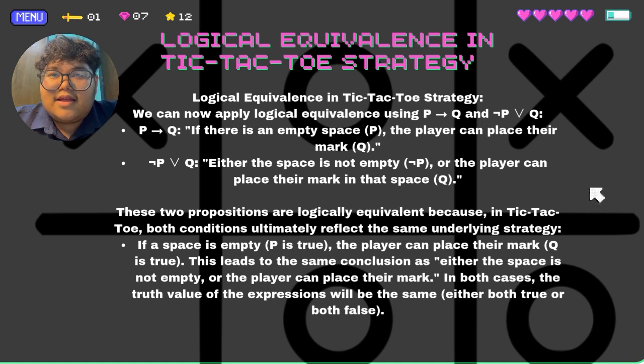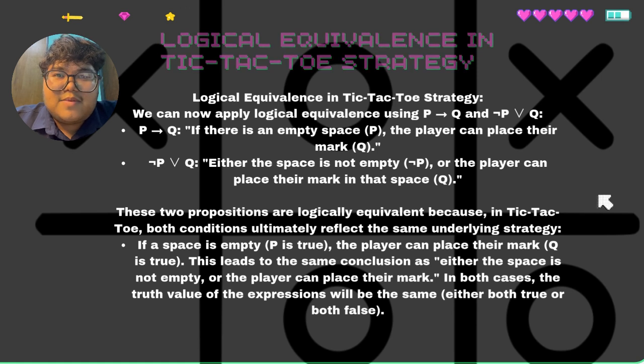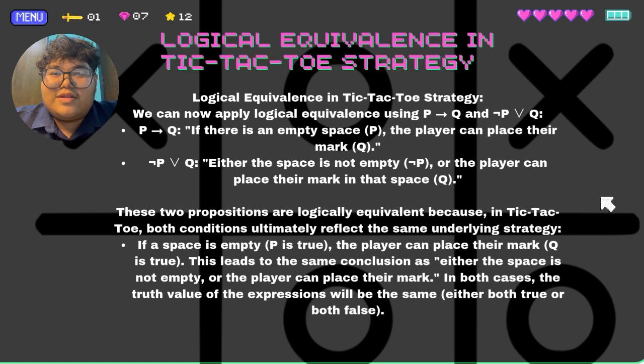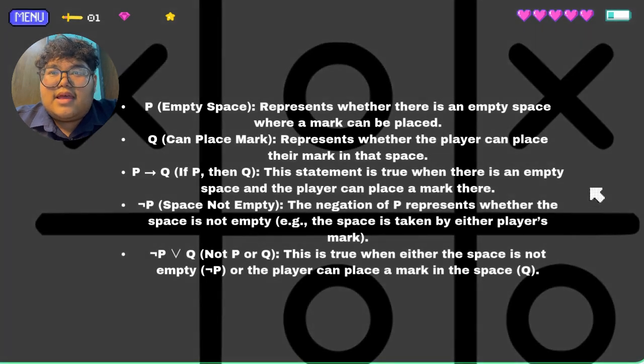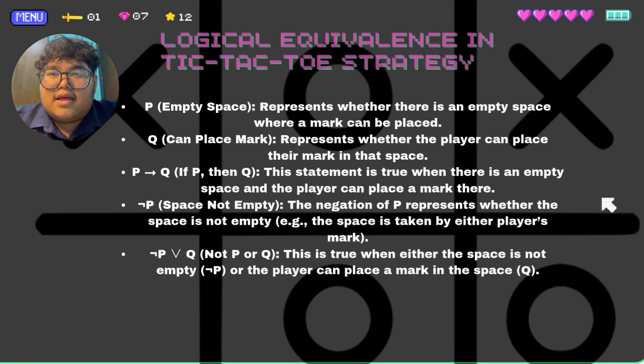If a space is empty, then P is true. The player can place their mark, Q is true. This leads to the same conclusion as either the space is not empty or the player can place their mark. So, in both cases, the truth value of the expressions will be the same. That means either both true or both false. Then, P is empty spaces, it represents whether there is an empty space where a mark can be placed. Q is can place marks. It represents whether the player can place their mark in that space.